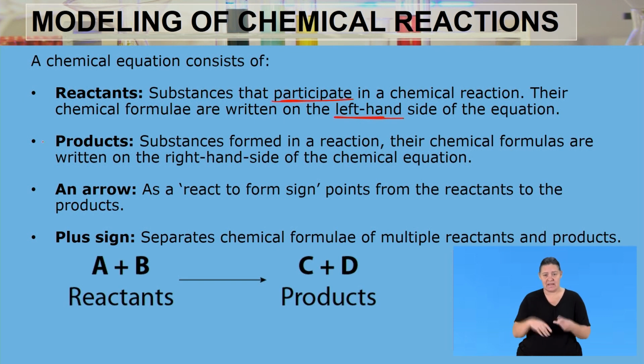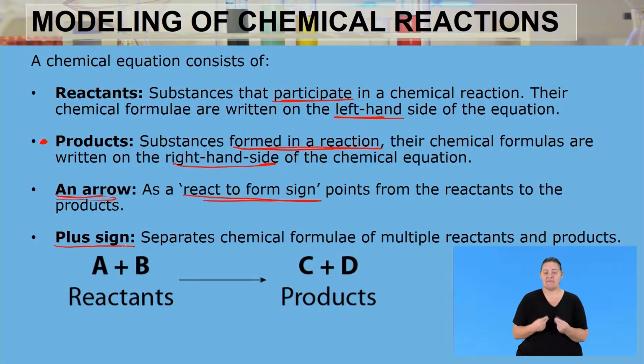Then we also have our second item, which is the products. What are products? Those are substances that are formed in a chemical reaction, and their chemical formulae are written on the right-hand side of the equation. So on the left-hand side we have the reactants, then on the right-hand side we have the products. Then also within a chemical reaction, we have an arrow. This arrow denotes a react-to-form sign, which points from the reactants to the products. It tells you that these have undergone a chemical reaction to form something else.